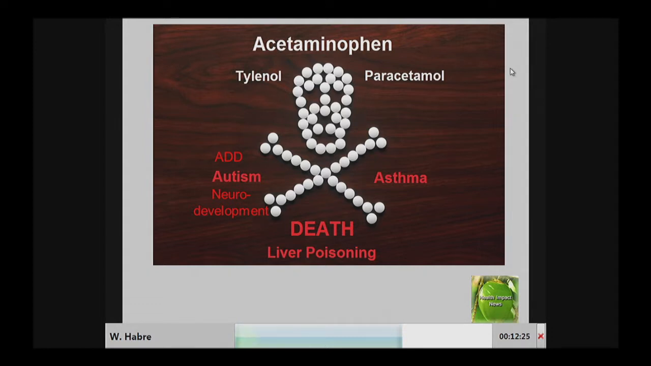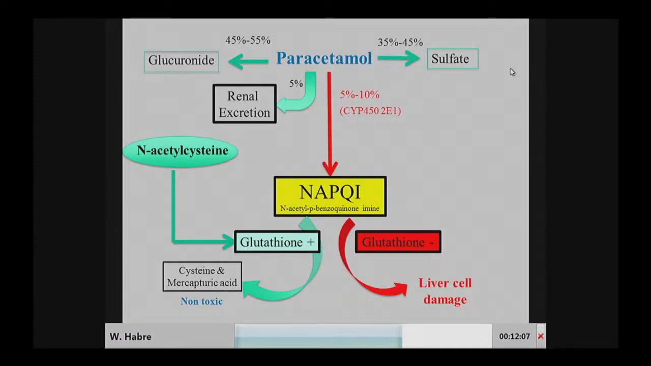The second thing is that there is more and more evidence of an association between paracetamol and the appearance of asthma and COPD. What is new is that paracetamol may be associated with autism spectrum disorders and also attention deficit disorder and problems with neurodevelopment. Where does it come from? It comes from NAPQI, a toxic metabolite from the 10% of paracetamol that is metabolized by cytochrome P450, the 2E1 allele. Normally, this NAPQI is detoxified by glutathione.